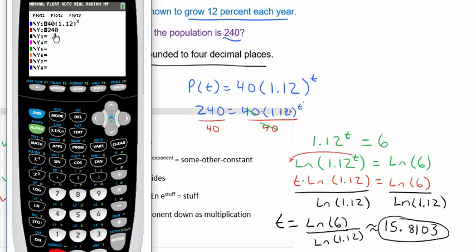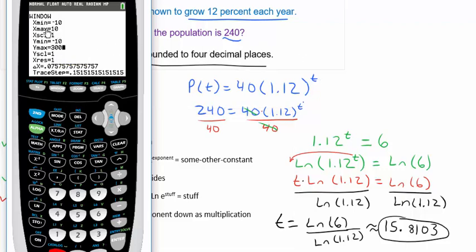Since I know I'm trying to see something as high as 240, I need to adjust my window by pressing window. Notice that my output, which is the letter y, has a maximum value of 10. I'm going to go down there and change that to about 300, given that I'm trying to find when the population reaches as high as 240. Now remember that my outputs represent the population, but my input variable, t in the problem, but I'm using x on my calculator to represent time, has a maximum of 10, and I'm not sure that 10 years is sufficient enough for the population to reach 240.